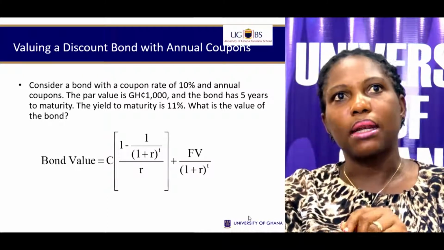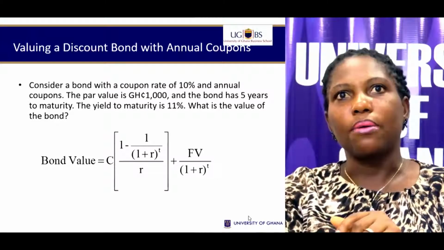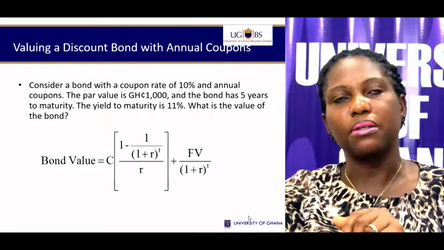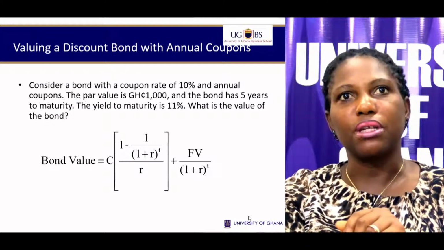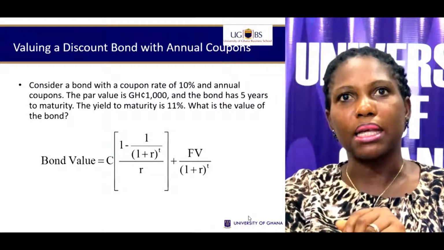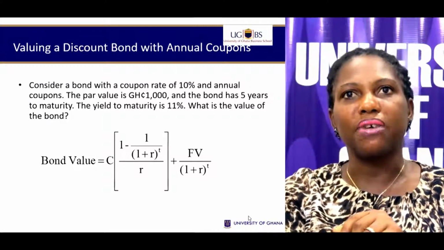Now, let's consider a bond with a coupon rate of 10% that gives annual coupons. It has a par value, also referred to as the face value, of 1,000. The bond has 5 years to maturity. The yield to maturity, which refers to the required return that investors want on the market, is 11%. Now, what is the value of the bond?